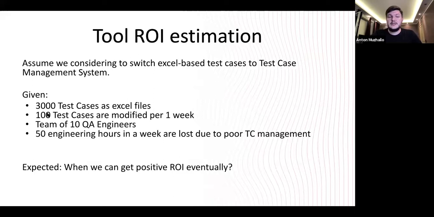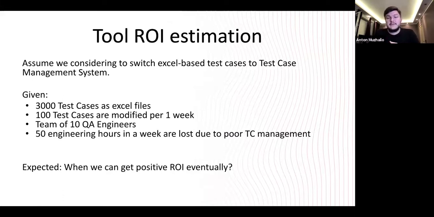Usually 100 test cases are modified per week, which means some of them are removed, some of them are added, and some of them are modified. So 100 together per week. Very rapid, very many changes.